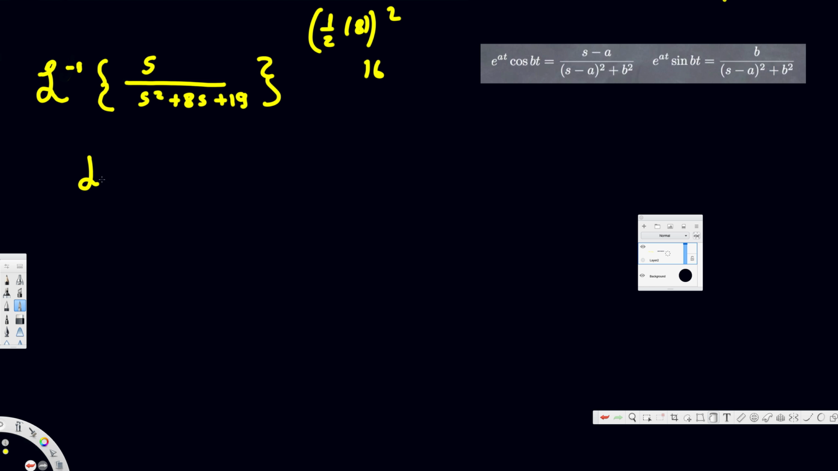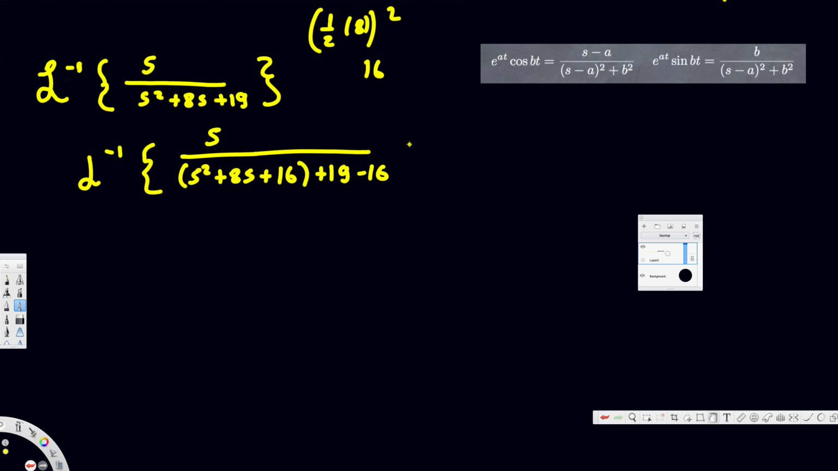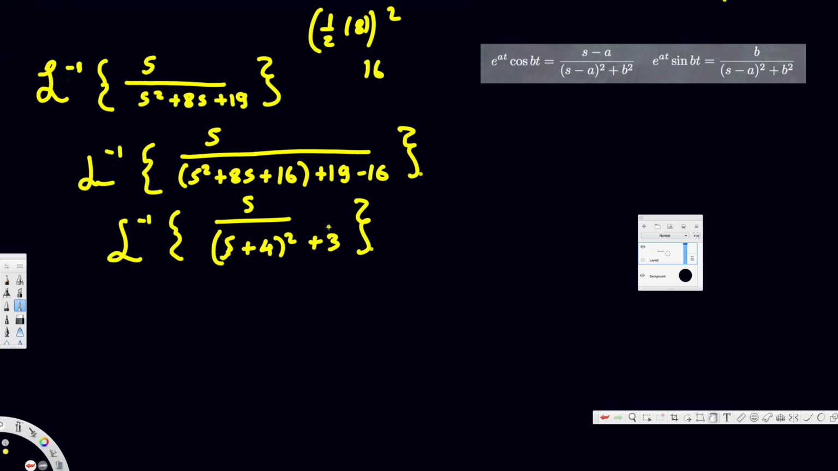So we are going to have Laplace inverse, and here we are going to have s over s square plus 8s plus 16. But if we add 16, we have to subtract 16, right? So we put plus 19 here, and then subtract 16, and if you do that, we are going to get this one. Okay, s over, we can factor this one out right now because this is 4 square, right? So s plus 4 whole square, and here we are going to have plus 3, and that's it for this one.